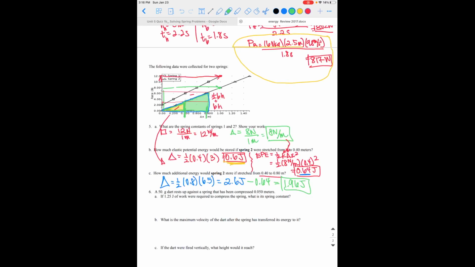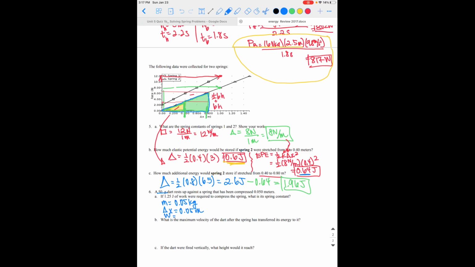All right, last problem. We've got a 50-gram dart. Be careful with your units because we don't use grams, and I know a lot of students think that we do, but we actually use kilograms for mass. So here our mass is 0.05 kilograms. I moved it to the left 3 spaces, or divided by 1,000. We have a spring, and the spring is compressed, so that's delta X of 0.05 meters. If 1.25 joules of work were required to compress the spring, what is the spring constant?